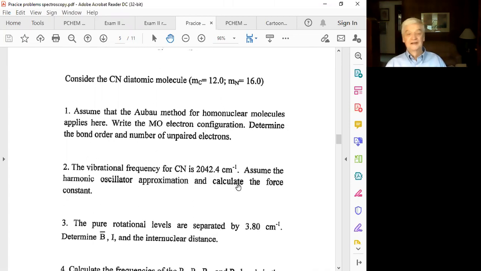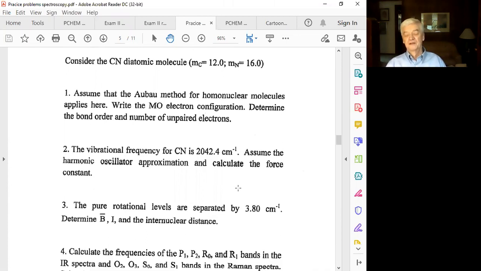You're also going to get an Aufbau problem, so make sure you're able to write the Aufbau scheme for any number of electrons, be able to calculate the bond order, and be able to calculate whether you have non or unpaired electrons, which would give you paramagnetism.